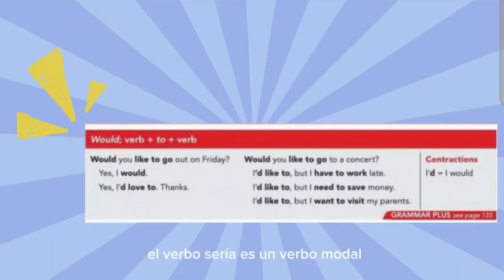The verb would is a modal verb that is used to form the conditional, express politeness, talk about past habits, or refer to the future from a past perspective.